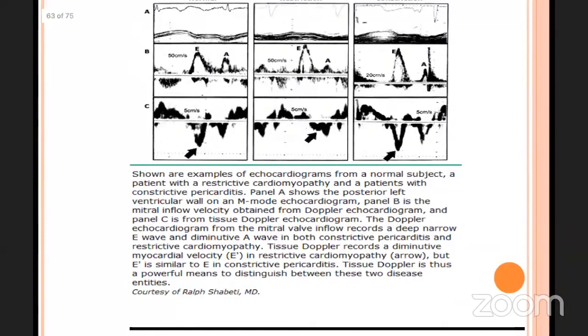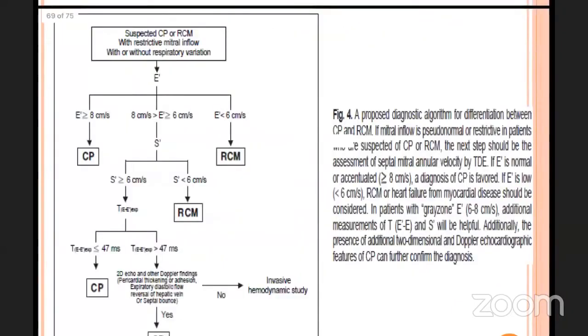So the algorithm for the differential diagnosis of constrictive pericarditis from restrictive cardiomyopathy is, first, you do tissue Doppler interrogation of the mitral annulus at the lateral annulus and at the medial annulus. If the E prime is more than 6 centimeters per second, especially if it is more than 8 centimeters per second, it is totally against the diagnosis of restrictive cardiomyopathy, and it is definitely constrictive pericarditis, and no other tests need to be performed if the rest of the clinical picture fits with constrictive pericarditis.